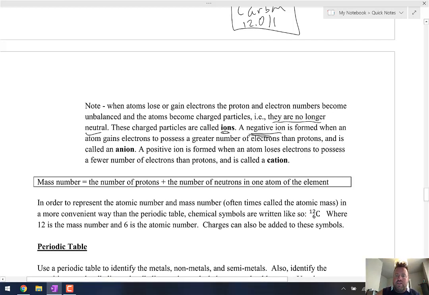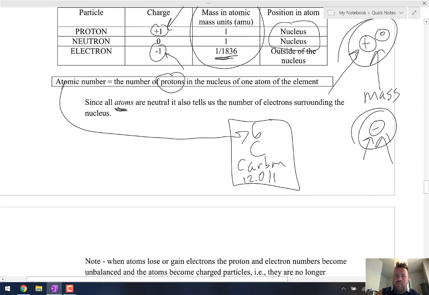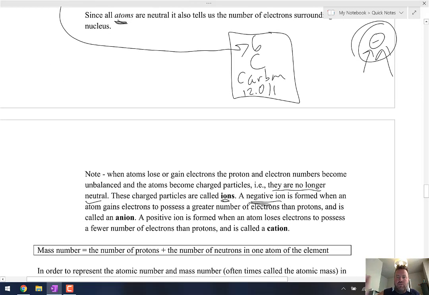A negative ion is formed when an atom gains electrons. Why is it, when it's negative, that it's gaining? Because remember, electrons have a negative charge. Remember that up here, electrons have that -1 charge. So if you add electrons to an atom, it's a negatively charged ion, which means it now has more electrons than it does protons. When that happens, that's called an anion.